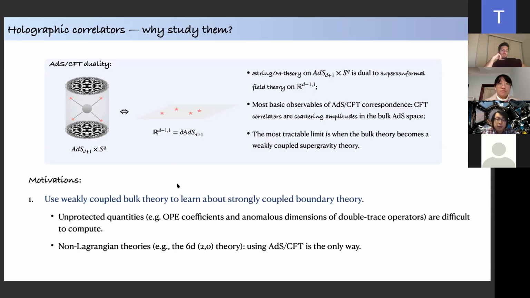And let me first offer a few motivations. So the first motivation is that we can use the weakly coupled bulk dual to learn about physics of the strong coupling. So we know that quantities not protected by supersymmetry are very difficult to compute using QFT methods. And this is especially true if the theory we are interested in does not even have a Lagrangian description, for example, for these 2,0 theories in 6D. And then AdS/CFT will be the only way to make progress.